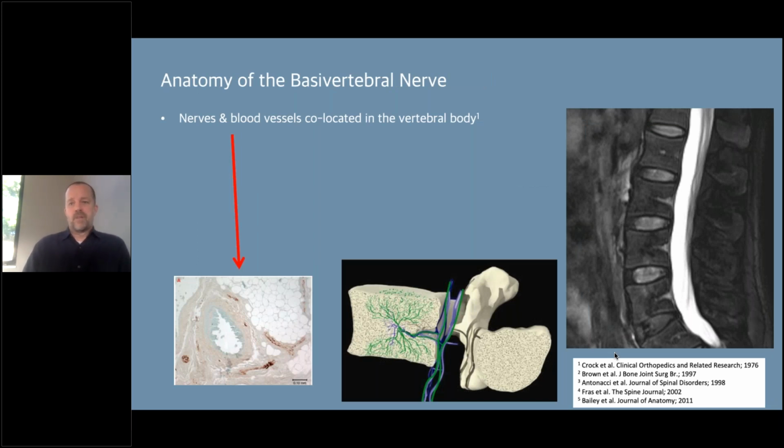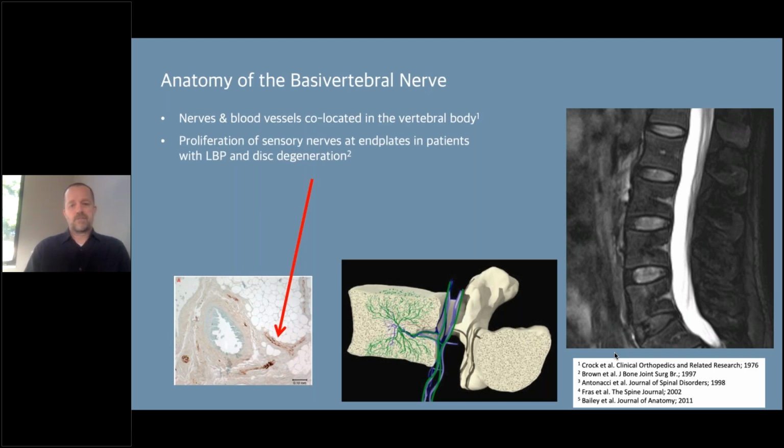So let's hone in a little bit on the anatomy of vertebrogenic pain, and specifically the innervation of the end plates, and that is through the basivertebral nerve. And in this area, like most other anatomic locations, the nerves are located with the blood vessels. Now, the arterial supply to the vertebral body is quite random, but the venous vasculature is very standard and flows from the vertebral body into the vertebral vein.